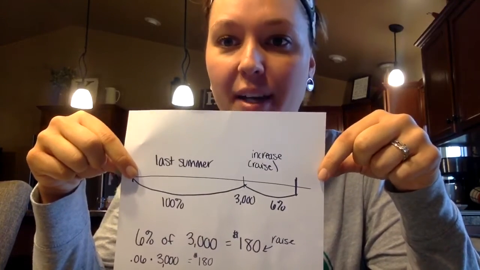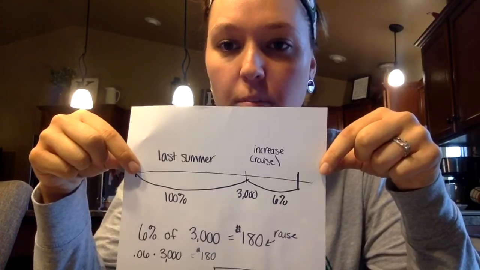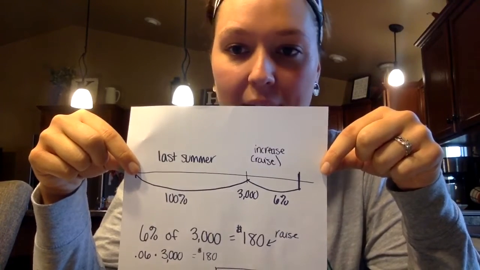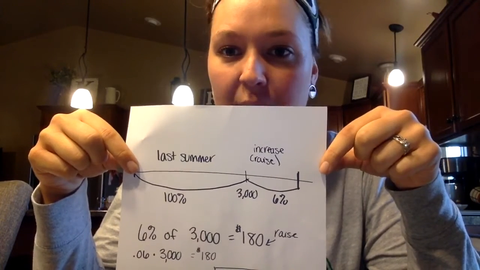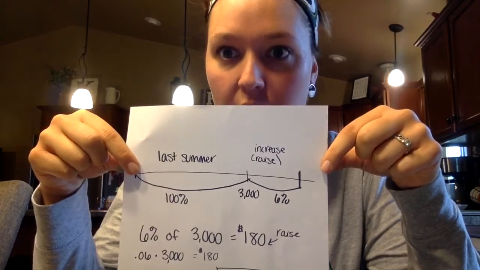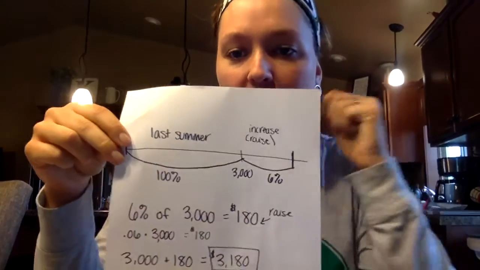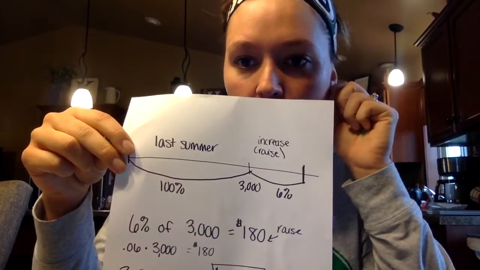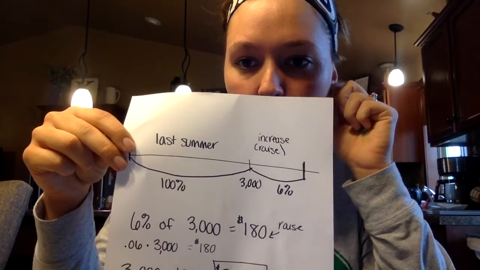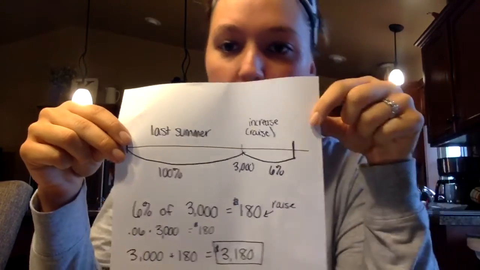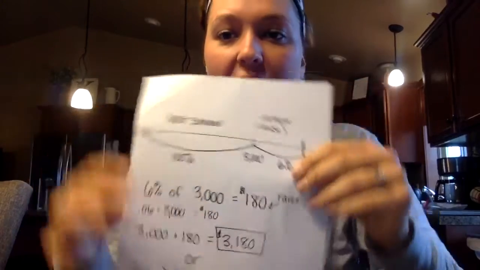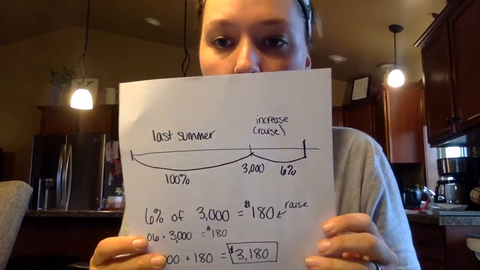When we multiply decimals, all we do is take the decimal out, multiply the whole numbers, and then put them back in. So you can take 6 times 3,000, right? And then you get 18,000, and then you have to put the decimal place 2 in, which brings you to $180. So that represents the amount she's getting in addition to what she made last summer. So she's making $180 more than she did last summer.